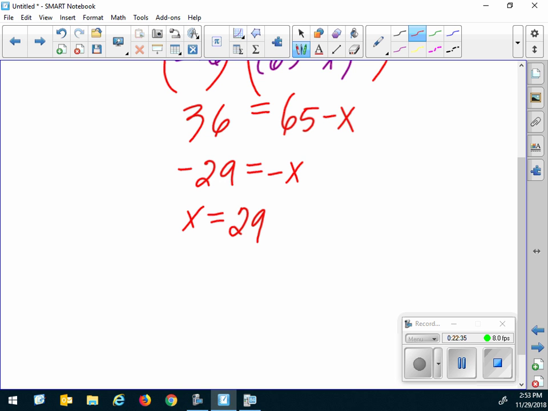And remember, you got to go back and check it. So please do not forget to do that. I'm talking on homework. Don't forget to do that. Does it matter what side? No, it doesn't matter.